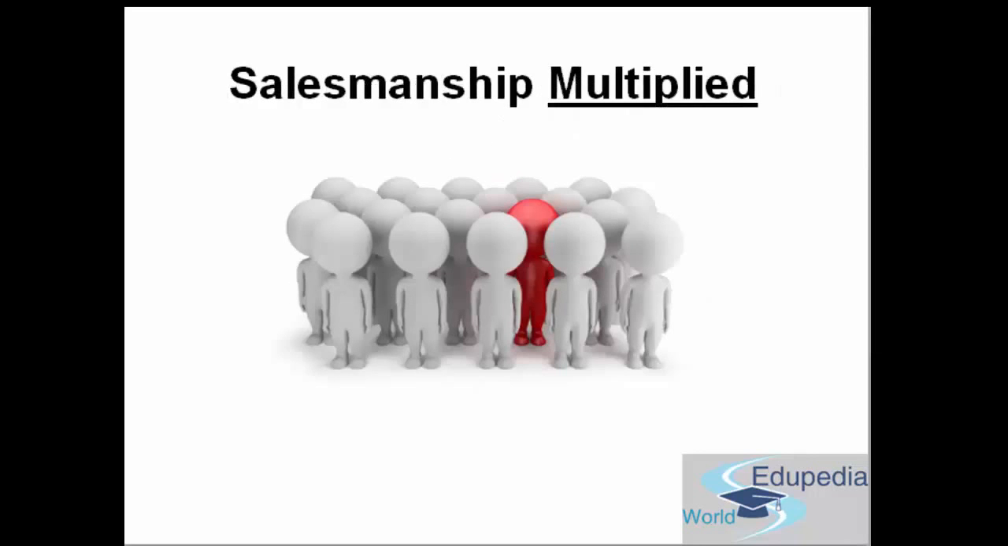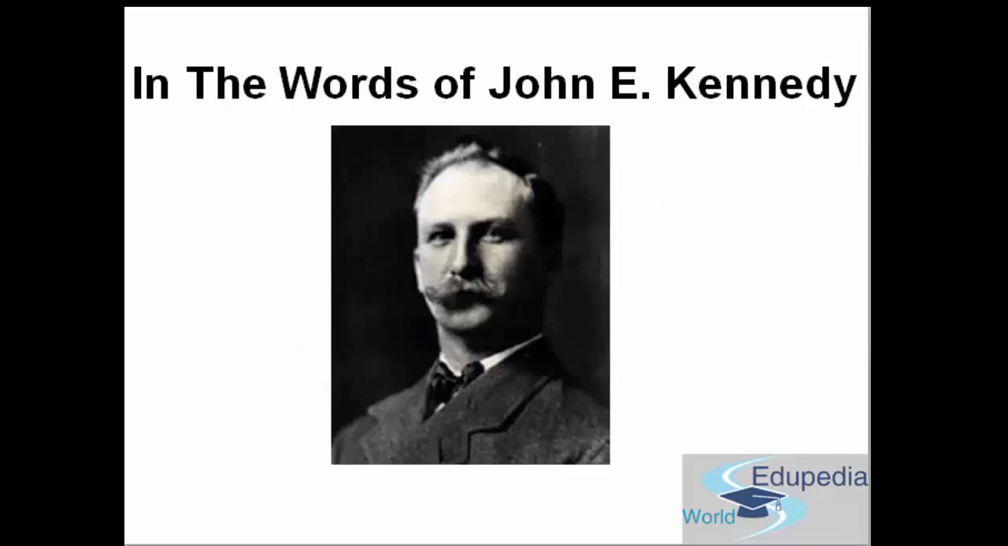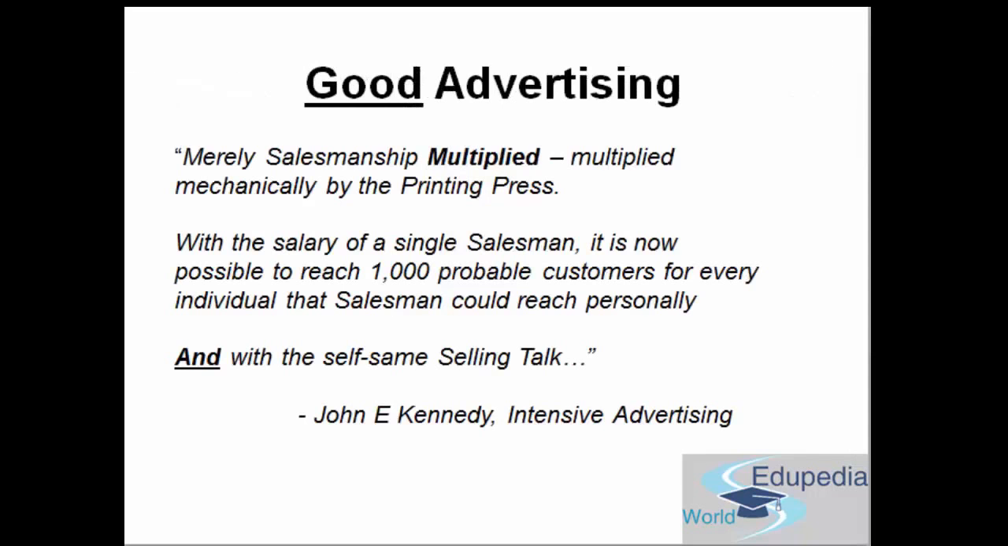And we like to use that word salesmanship multiplied, which came from this man here in the 1920s, John E. Kennedy. And he said, good advertising is merely salesmanship multiplied. He says with the salary of a single salesman, it is now possible to reach 1,000 probable customers for every individual that salesman could reach personally. So he's just talking about how that can be really scaled.